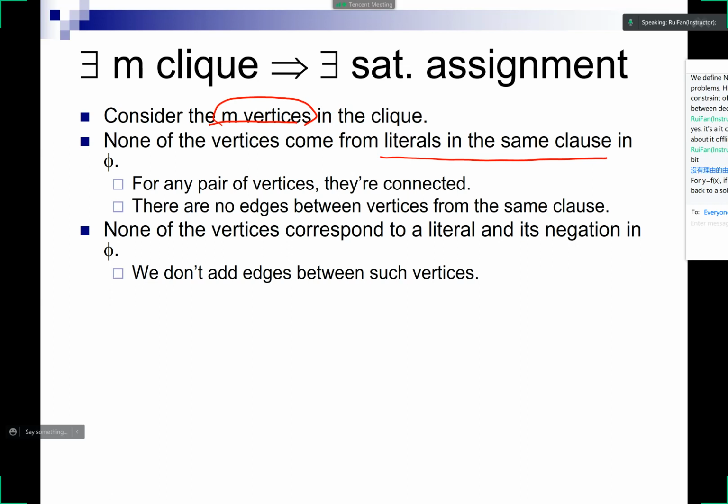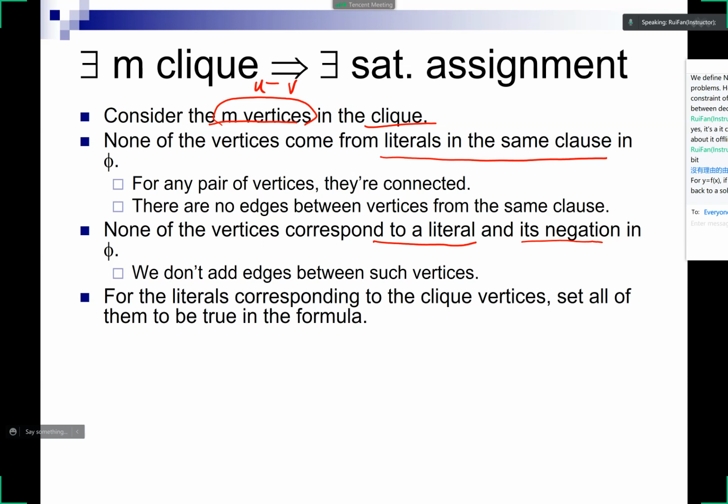The second property is that none of these vertices that you pick correspond to a literal and its negation. If you pick two vertices u and v, it cannot be that, for example, u corresponds to x1 and v corresponds to not x1. The reason simply is that we know u and v are connected to each other because they're in the clique, and we never put edges between negated literals. Therefore, u and v do not correspond to a literal and its negation.